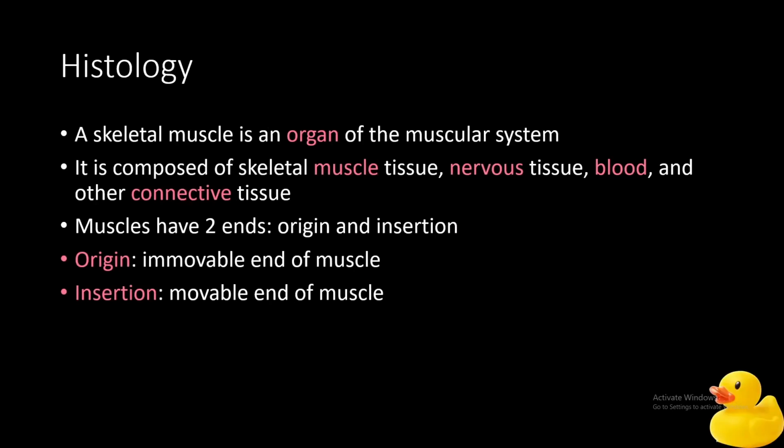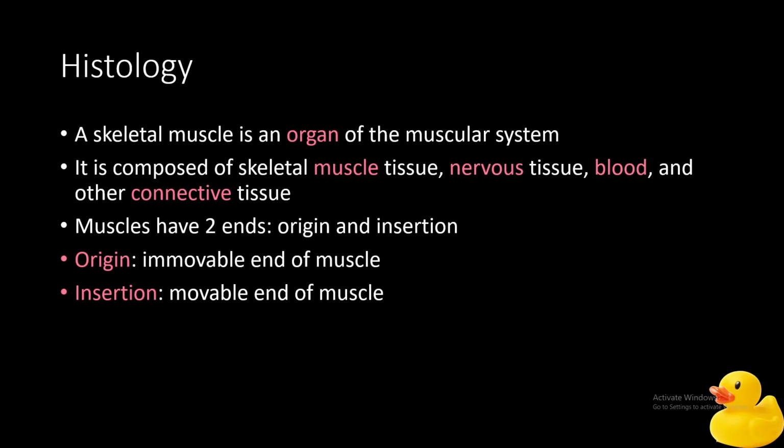Getting into histology a little bit, a skeletal muscle is an organ of the muscular system. It's going to be composed of skeletal muscle tissue, because remember we have three types: skeletal, smooth, and cardiac. But this one's going to be skeletal muscle tissue, nervous tissue, blood, and other connective tissue.